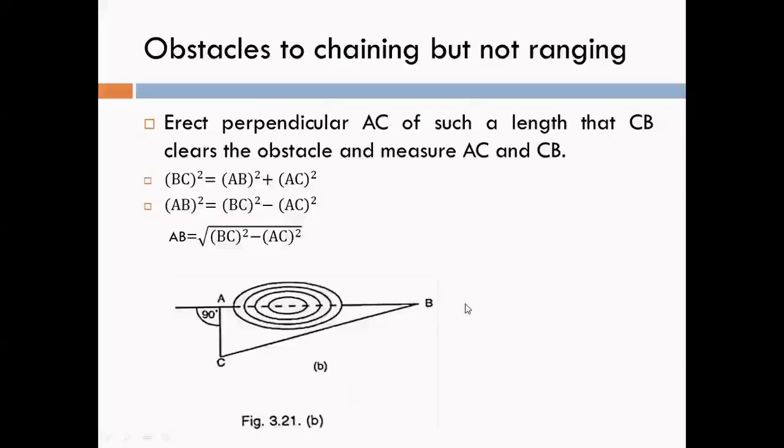Now see in figure, consider point A and point B on the ground. A is our starting point on the ground, B is our ending point on the ground, AB is our survey line. In between A and B, some obstacles. For example, pond is here.